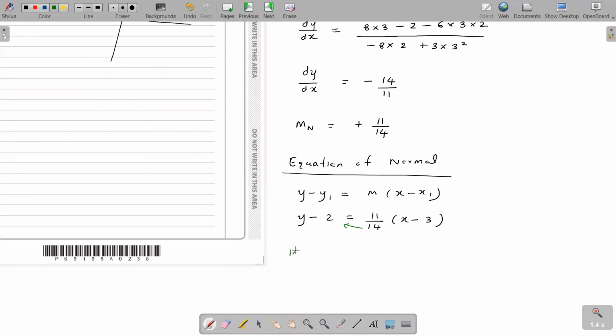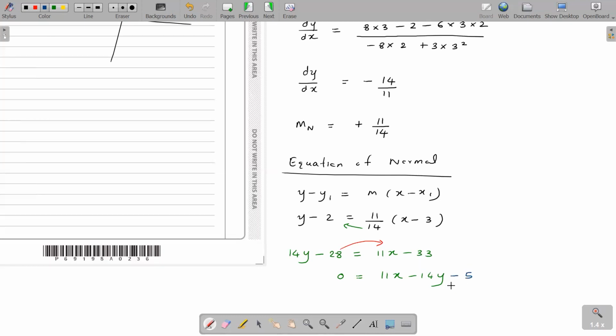What do I get here? 14y, 14 times 2 is 28, equals, in here you have only 11. Shall I directly open the bracket with the 11? So what do you get here? 11 into x is 11x, and 11 into -3 is -33. Do you agree with me? So I'll take the 14y and 28 to the other side. 11x plus 14y goes to the other side as -14y. Here we have -33, and the -28 comes as +28. So -33 plus 28 is how much?